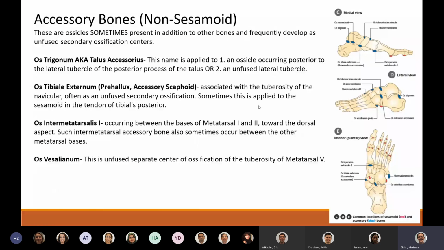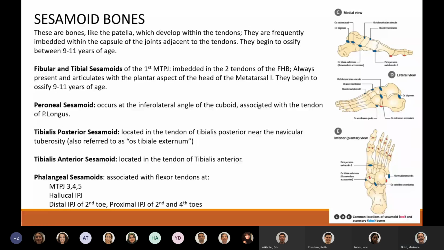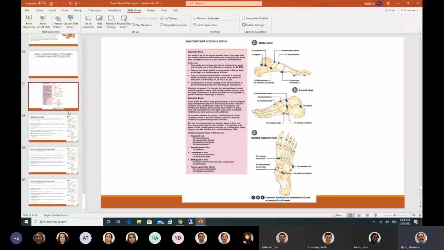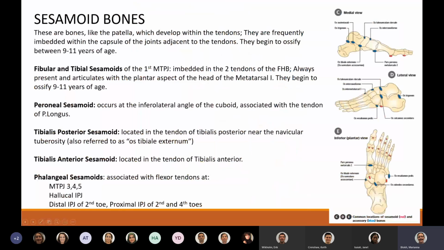Remember, the difference between accessory bones and sesamoid bones is that accessory bones may or may not occur. The sesamoids of the first metatarsophalangeal joint are constant. The other ones may not be, but they do occur. Understand the difference.